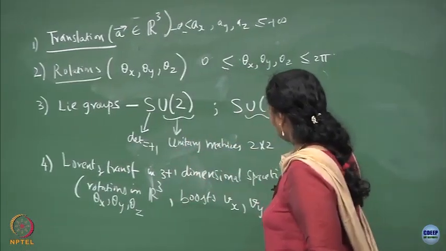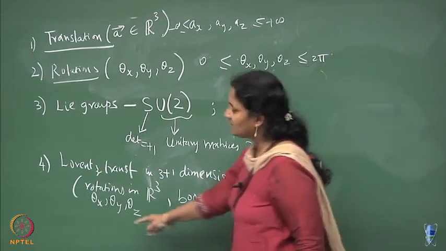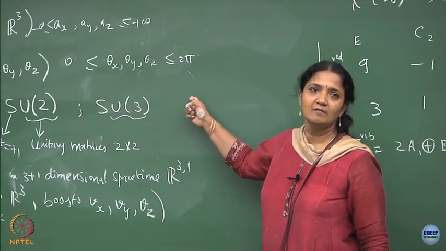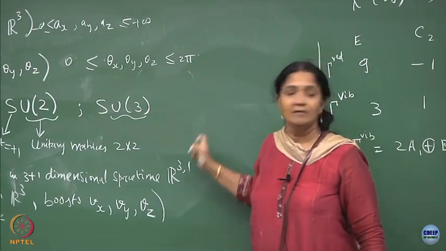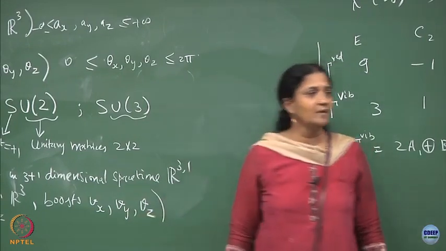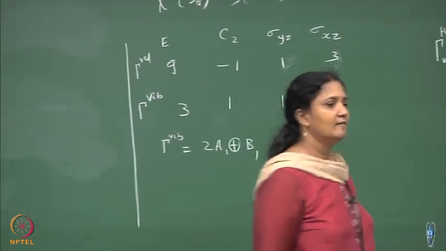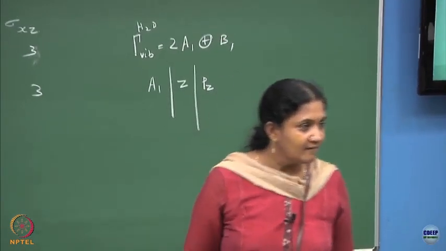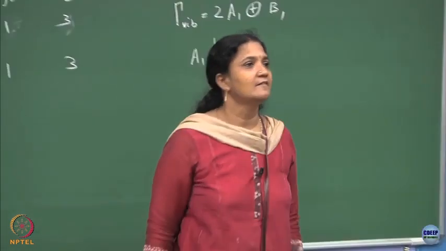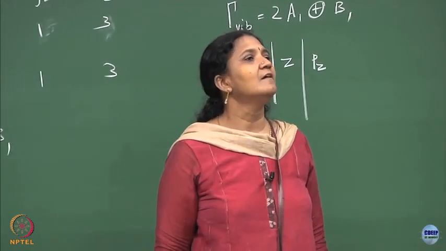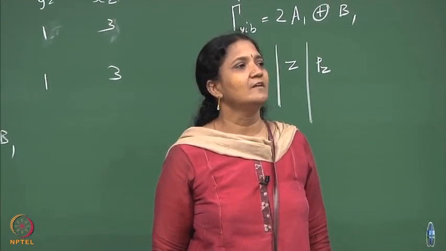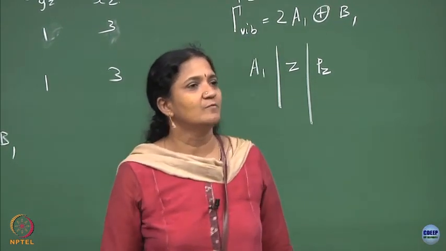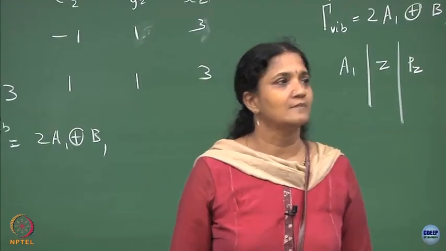Okay. So, what are the ranges? You can see that theta x, theta y, theta z, the ranges will be 0 to 2 pi. Vx, Vy, Vz will be minus C to plus C. That is because of special theory of relativity, which says that no frame can move with velocity greater than the velocity of light.